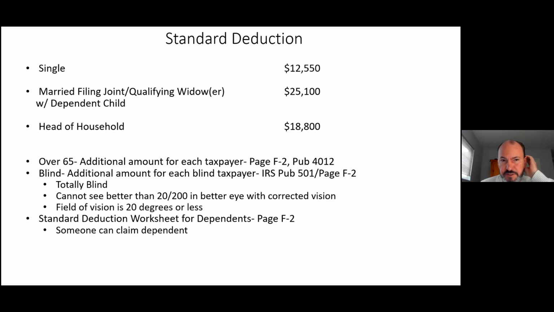Okay, so here are the standard deductions. It's gone up a little bit for single folks. You can see that on the screen, $12,550. Married filing joint or qualifying widower with dependent child, it's gone up to $25,100, and head of household up to $18,800. And then something to be aware of when you're talking about qualifying widower.